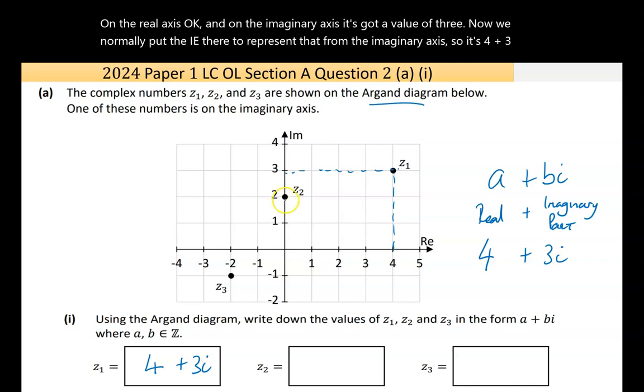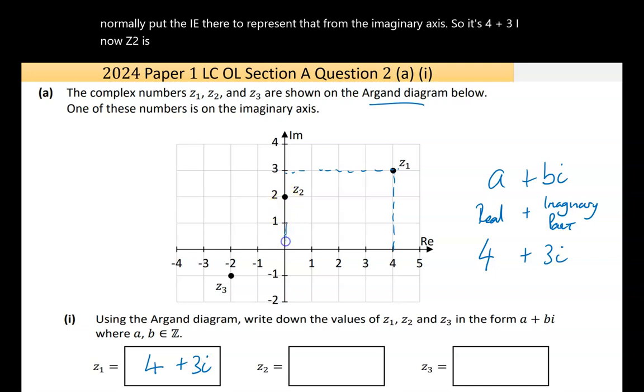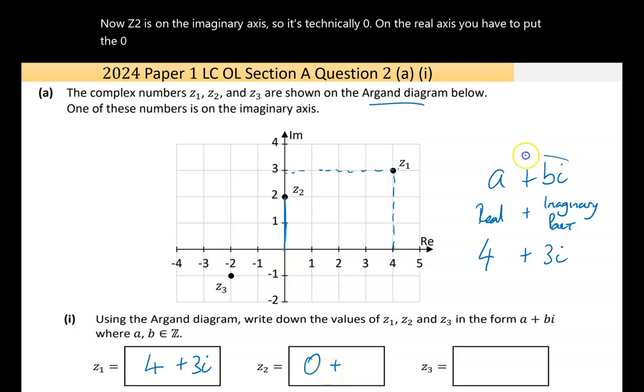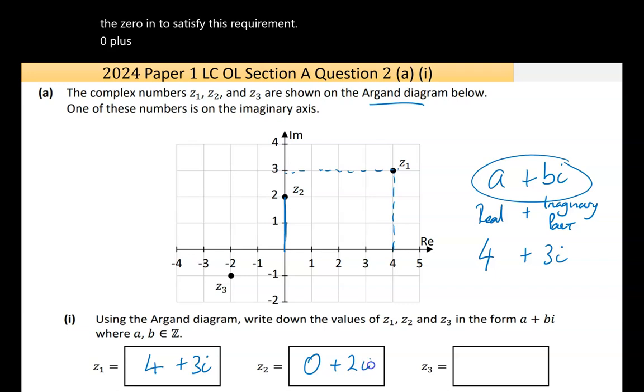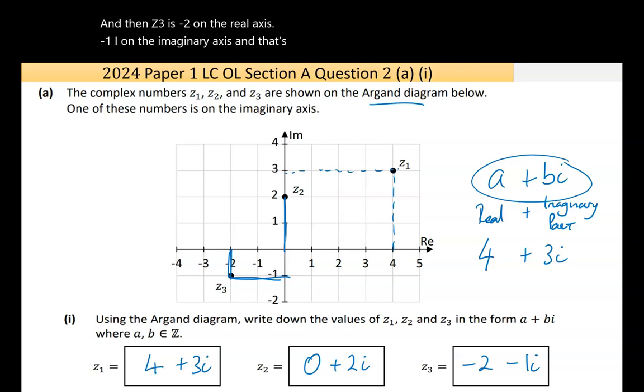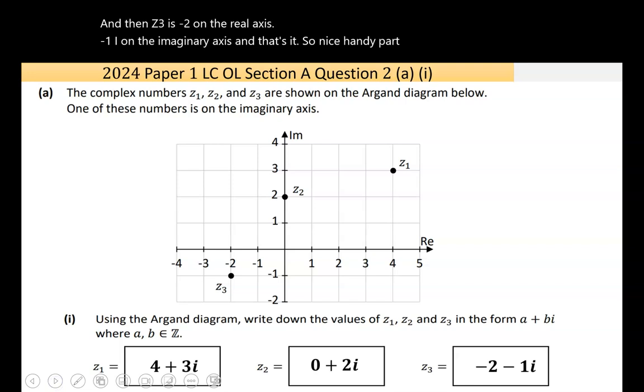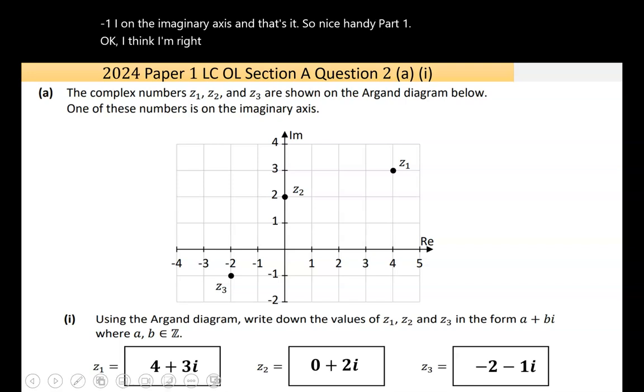Now Z2 is on the imaginary axis, so it's technically 0 on the real axis. You have to put the 0 in to satisfy this requirement. 0 plus 2 on the imaginary, 2i. And then Z3 is minus 2 on the real axis, minus 1i on the imaginary axis. And that's that. So, nice handy part 1. Okay, I think I'm right there.